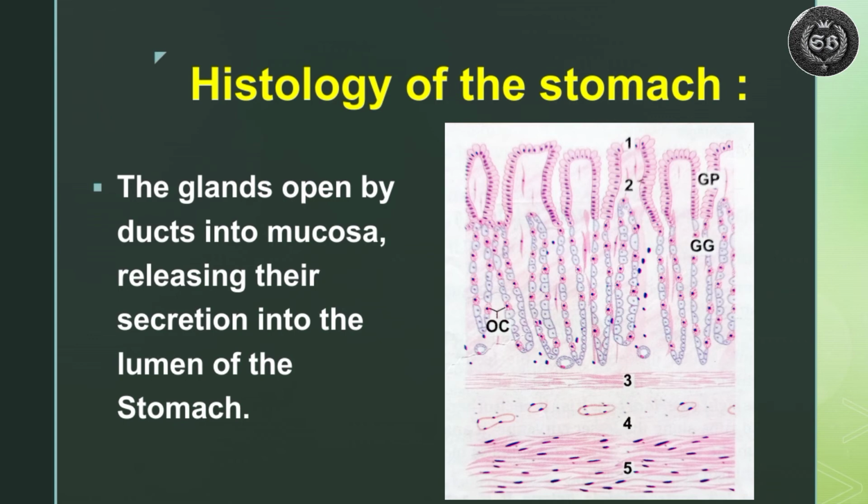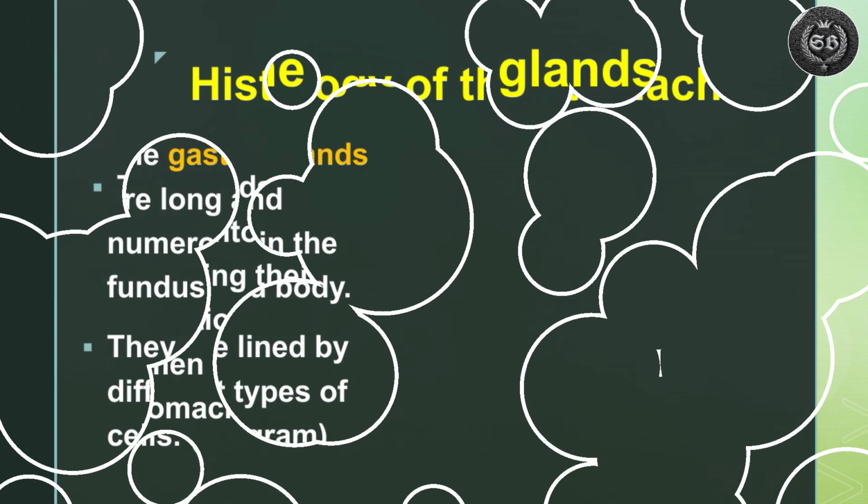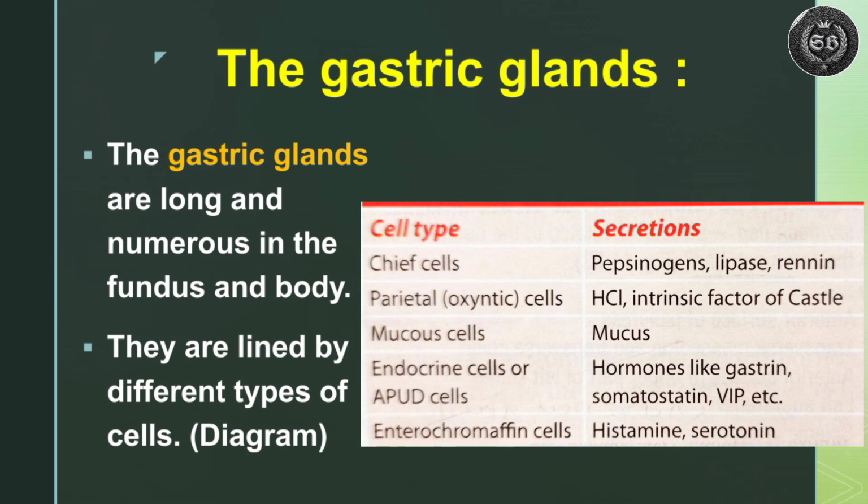In this diagram, we have given the general histological structure, or internal structure, of the stomach. The first layer is epithelium lining, second layer is lamina propria, and here are the gastric glands. Now the gastric glands. The gastric glands are long and numerous in the fundus and body. They are lined by different types of cells. Here, different types of cells and their secretions.